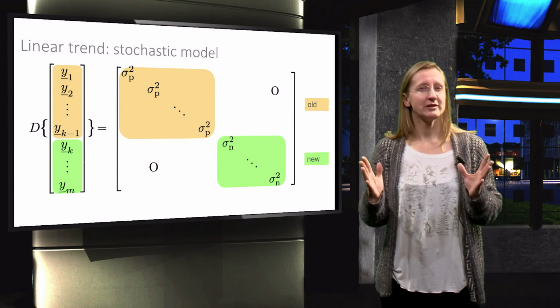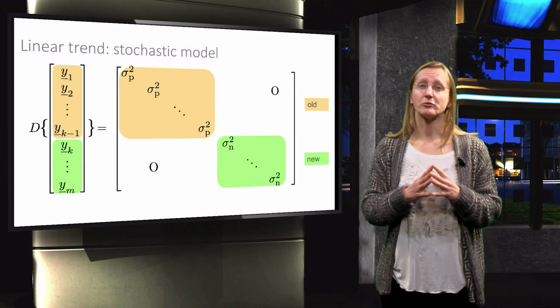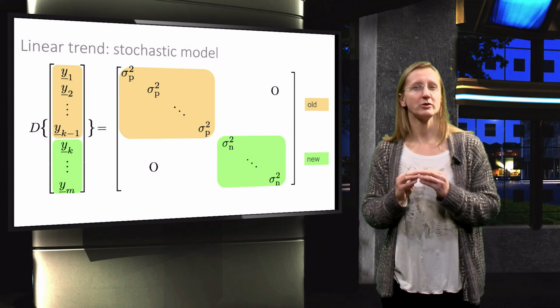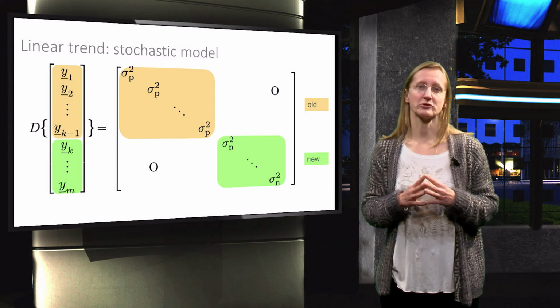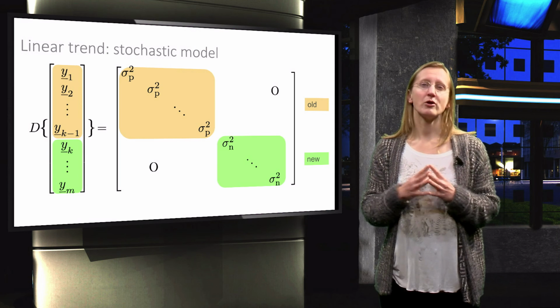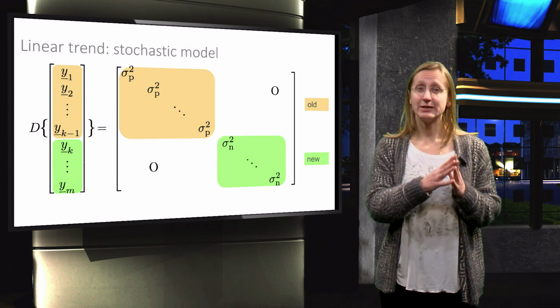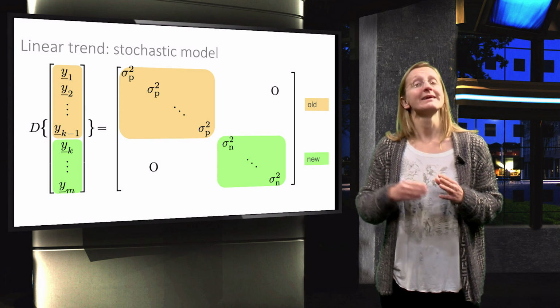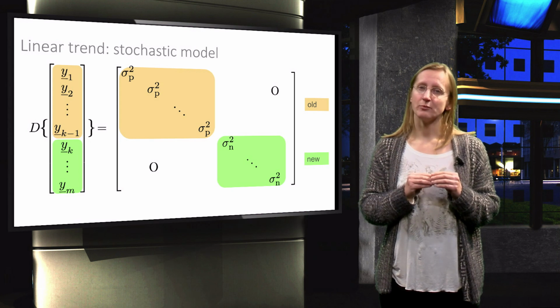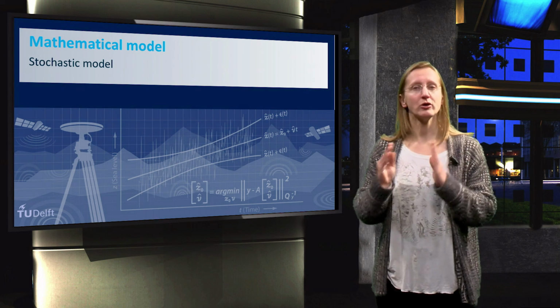Summarizing, we have formulated the complete mathematical model comprising the functional and stochastic model, which are given by the expectation and the dispersion of the observables. Furthermore, we looked at an example with independent and therefore uncorrelated tide gauge observations. In the next video, we will look at an example with observations which are correlated in time.